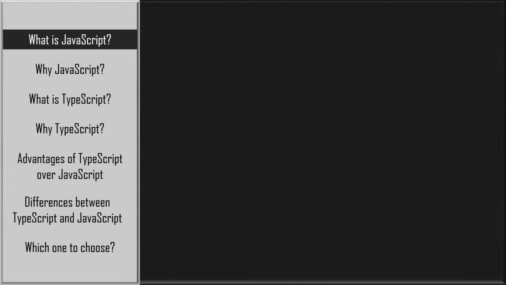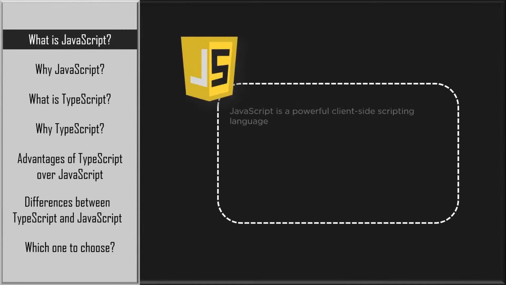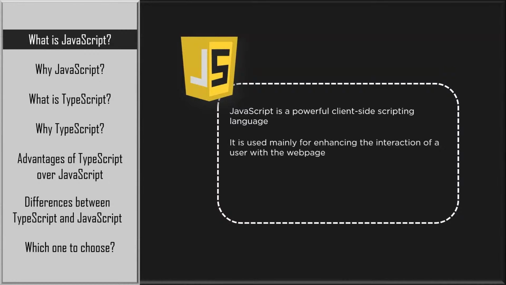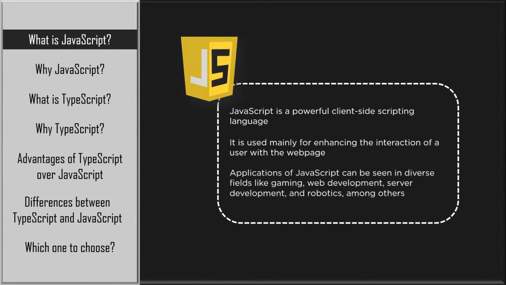First up, what is JavaScript? Now, JavaScript is a powerful client-side scripting language. It is mainly used for enhancing the interaction of a user with the web page. In other words, you can make your web page more lively and interactive with the help of this language. JavaScript is also being used widely in game development, web development, server development, and robotics, among others.